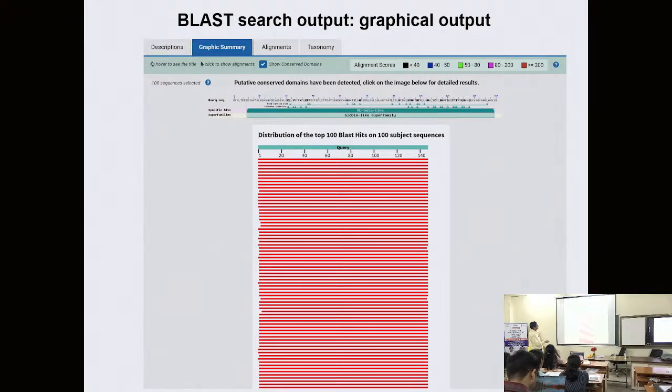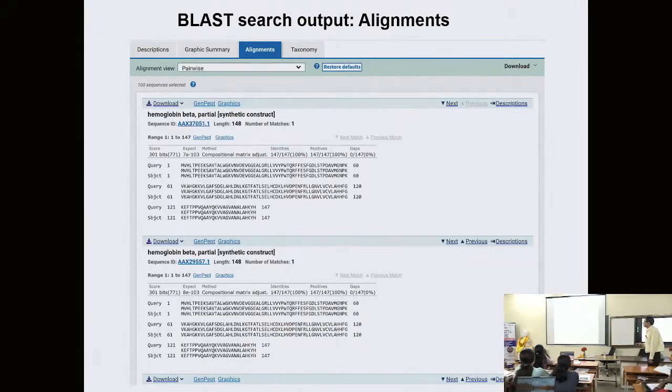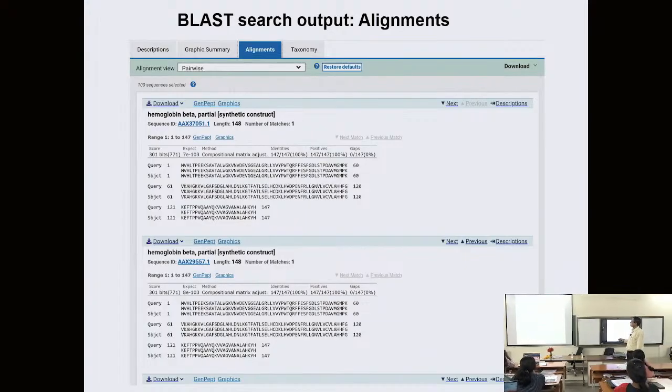So red color means greater than 200 scores, which would indicate highly significant hits. Okay, so alignments. When you click on alignments, you can see the values of these metrics that you did actually in the tutorial, the first question. Percent identity, percent similarity, percent positives, and so on.